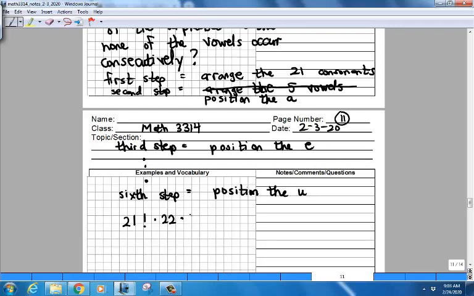Now, how many places can we put the E? Only 21, because A has occupied one of our positions. And now, how many for the I? That's the fourth step here. So 20. And then the O is 19, correct? And then, am I counting this right? And then finally the U is 18. There we go.